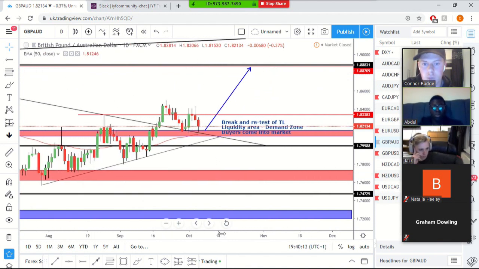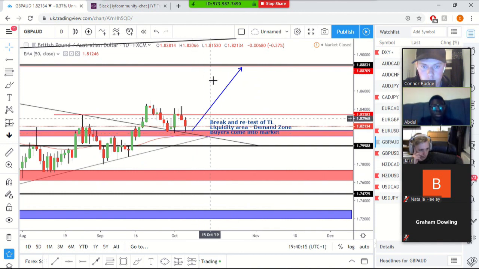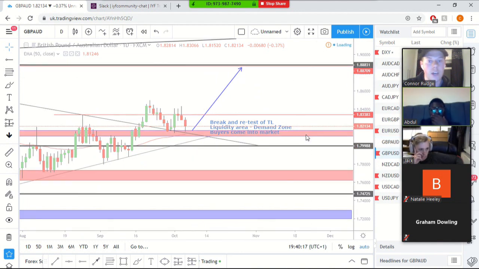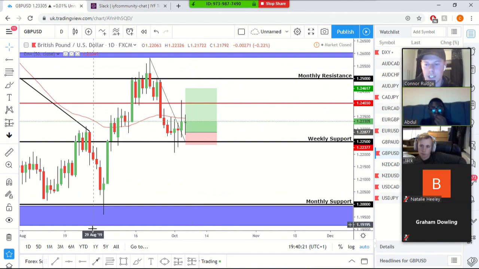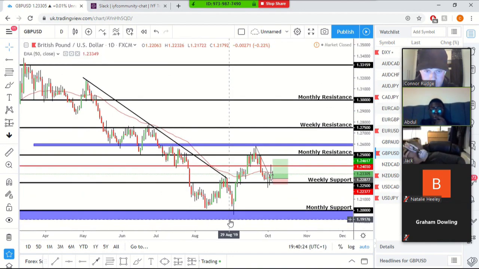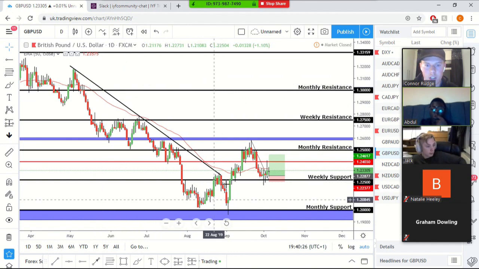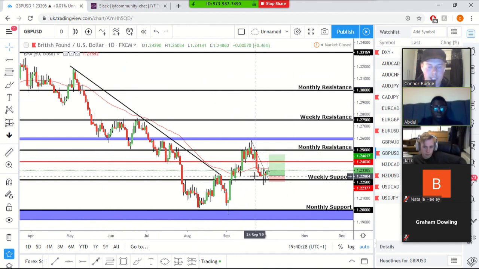But like I said before, with Brexit coming up, this might be something we only look to get a couple hundred pips out of. Now we're moving on to GBP USD, two currencies that have been quite shaky. As you can see, the price action hasn't been the cleanest. We've had this trend line come up, tested monthly resistance, come back down.